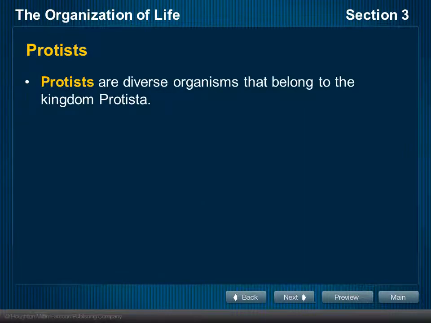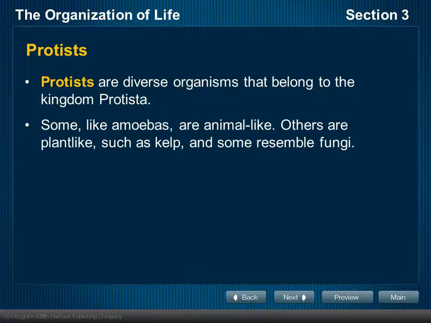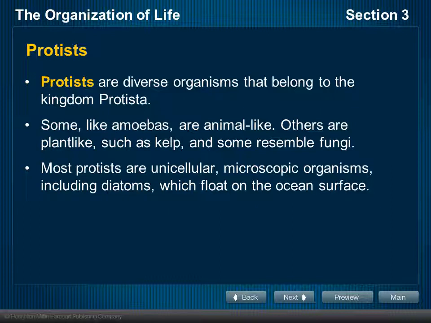Protists. We move on to protists, and these are diverse organisms. They belong to the kingdom Protista. These can be amoebas, which are animal-like. Others are plant-like, kelp. Some are kind of like fungi. So protists is a very, very diverse kingdom, and the different organisms that we see in the protist kingdom can really lean or act like one type or another. They're kind of all across the board.